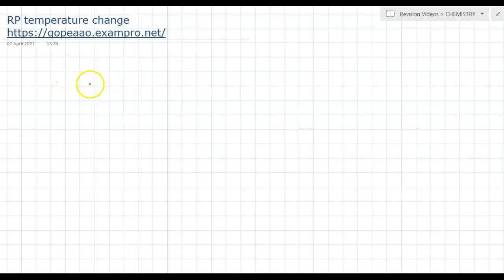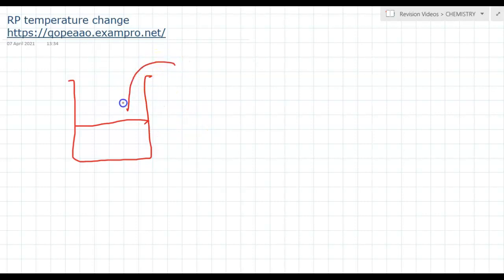Okay folks, we'll look specifically at the required practical you're asked to look at, which is the one where you measure a temperature change. Think of the most basic possible equipment we could use to investigate temperature changes in chemical reactions. We could have a beaker, and we can add a reactant to it, let's say a metal. For example, we could add powdered zinc to a solution of copper sulfate.